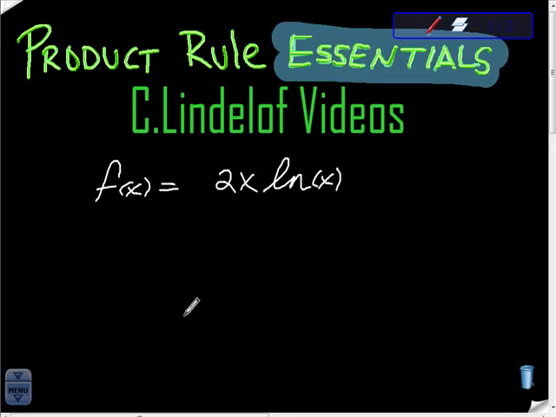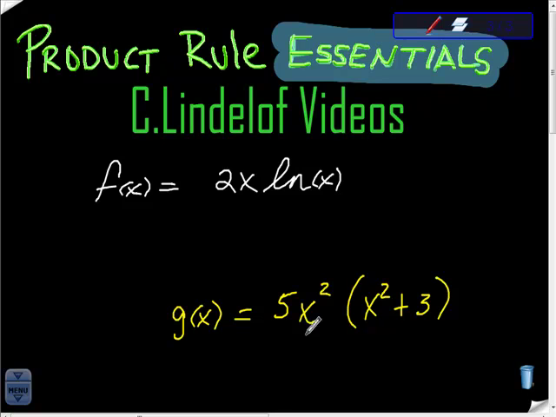Let this be our first equation. Let this be a second equation that we're just going to look at for a second. The equation says we have 5x squared times x squared plus 3. And the professors and teachers are saying to students, look, this is a product rule problem because this is a function and this is a function and they're being multiplied. Therefore, this is product rule.